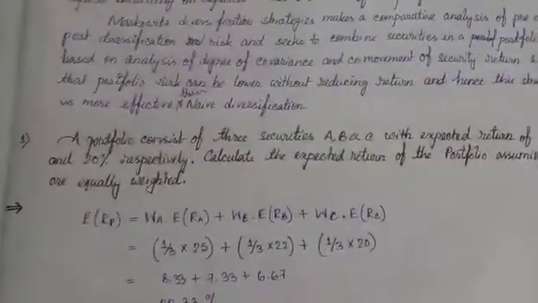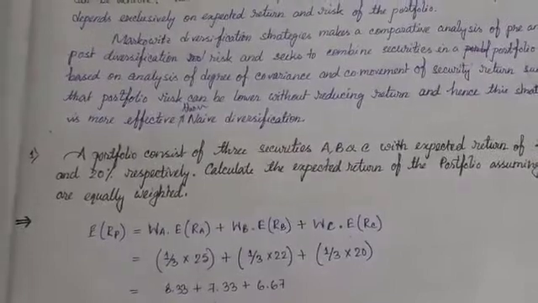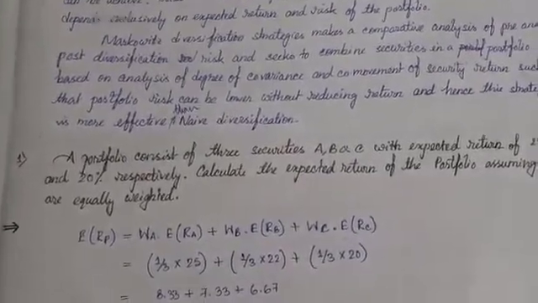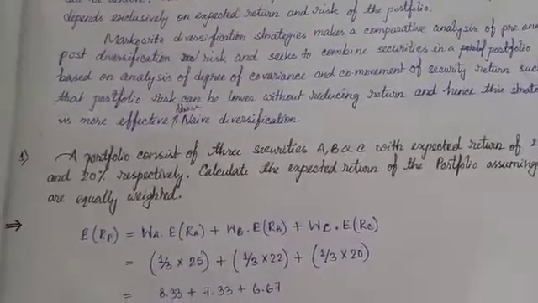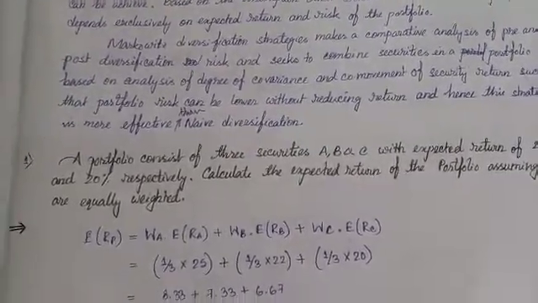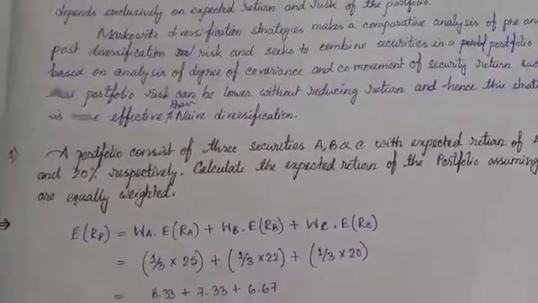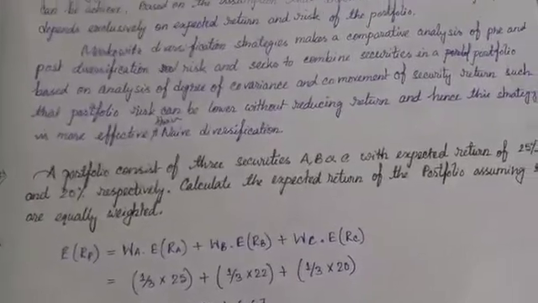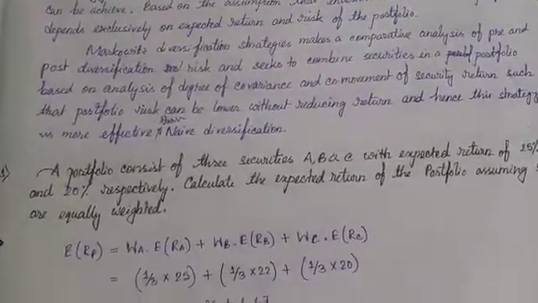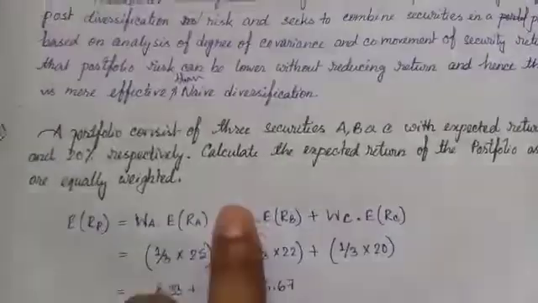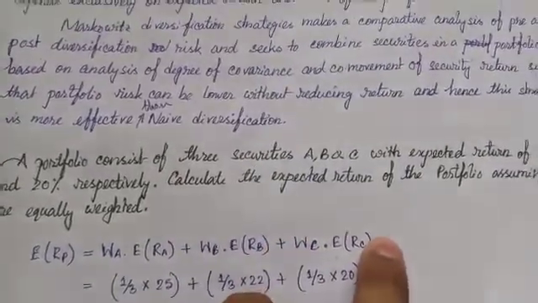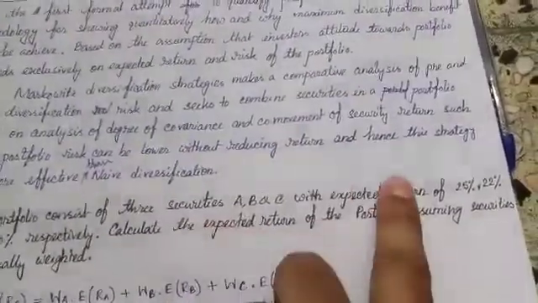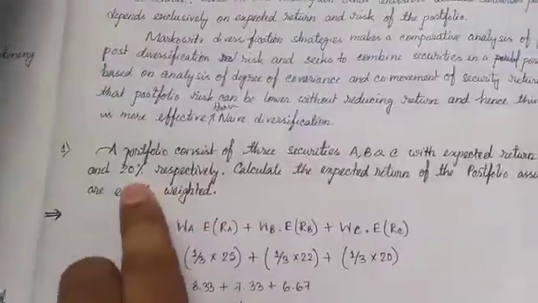weight into expected return. That means here the formula will be WA into expected return of security A. WA means weight of security A into expected return of security A plus weight of security B into expected return from security B plus weight of security C into expected return from security C. Here expected return from security A, expected return from security B and expected return from security C are provided in the question, which is 25%, 22% and 20%.